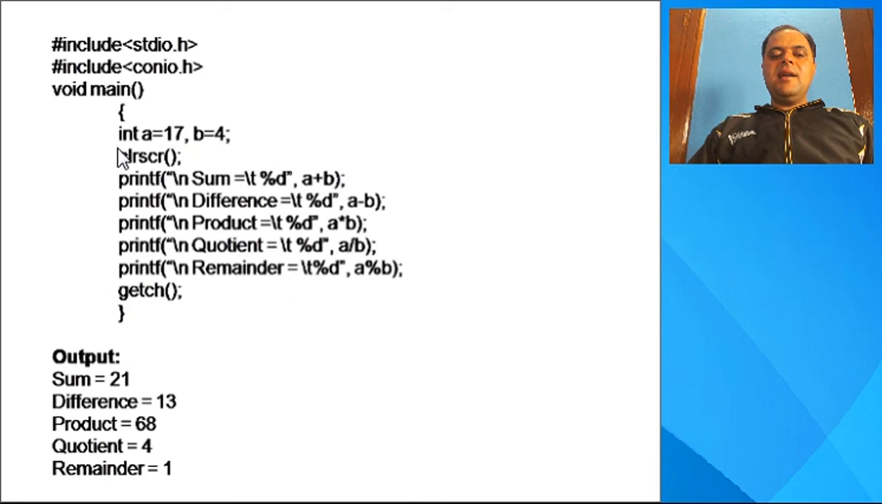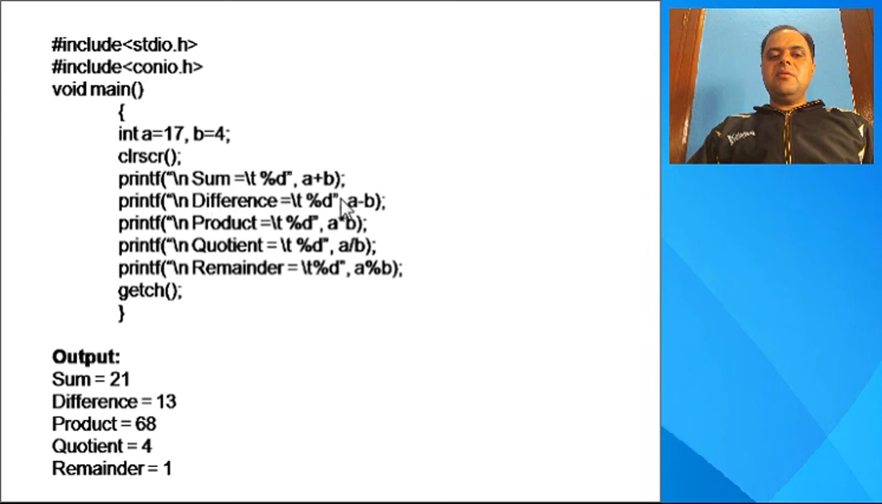So I have taken the data type integer and two variables a and b, and initialized these two variables with 17 and 4. Clear screen, as you already know, I have discussed in my previous lectures. So printf "sum = %d", a plus b. It will print sum equal to, \t means tab, a plus b, that is 21.